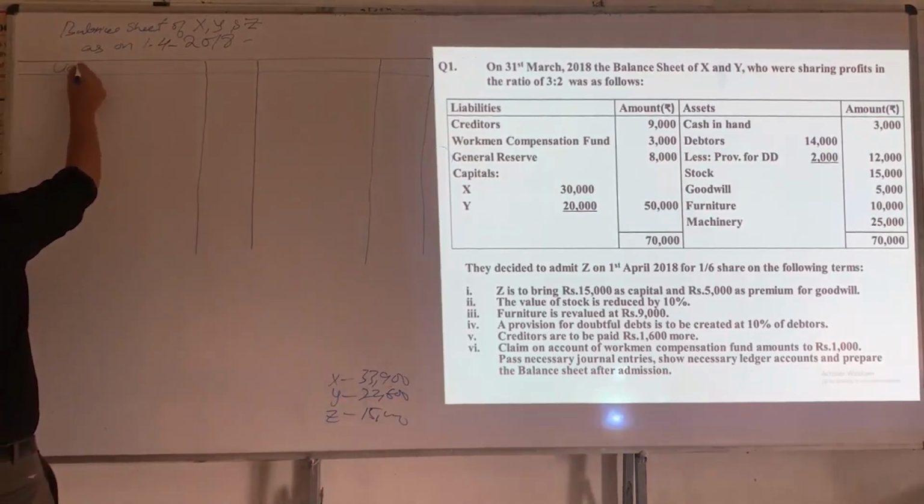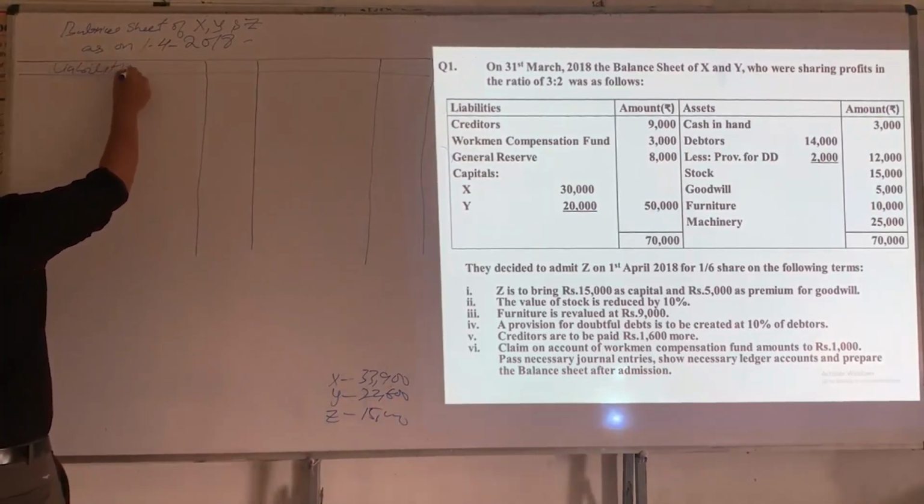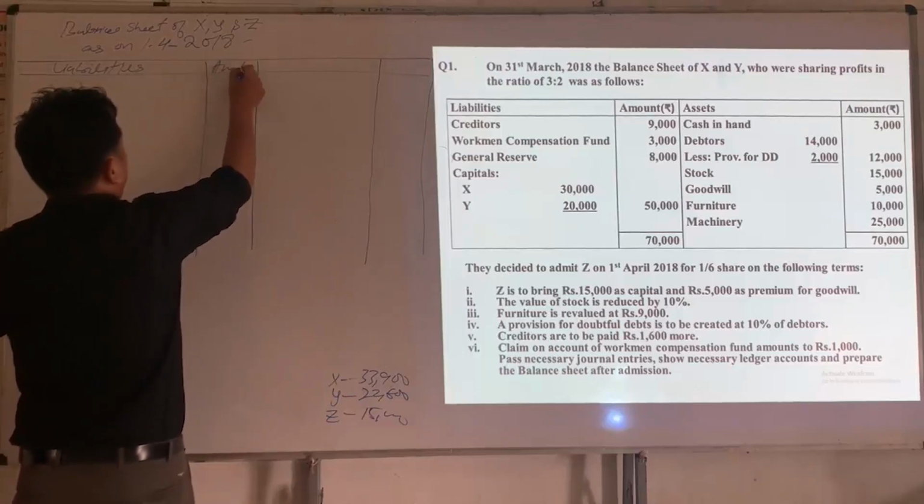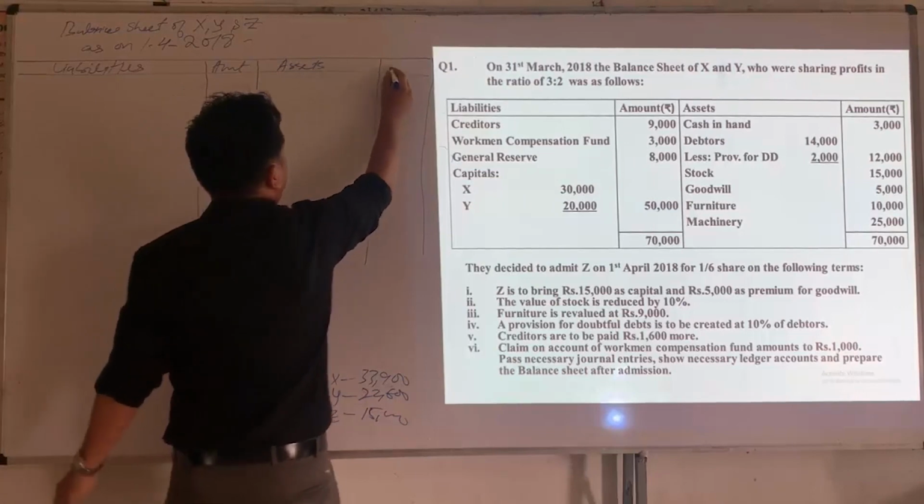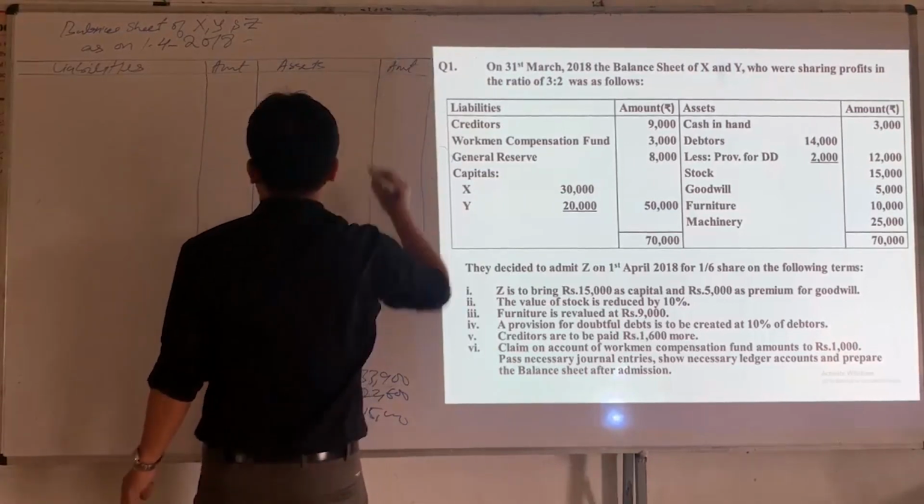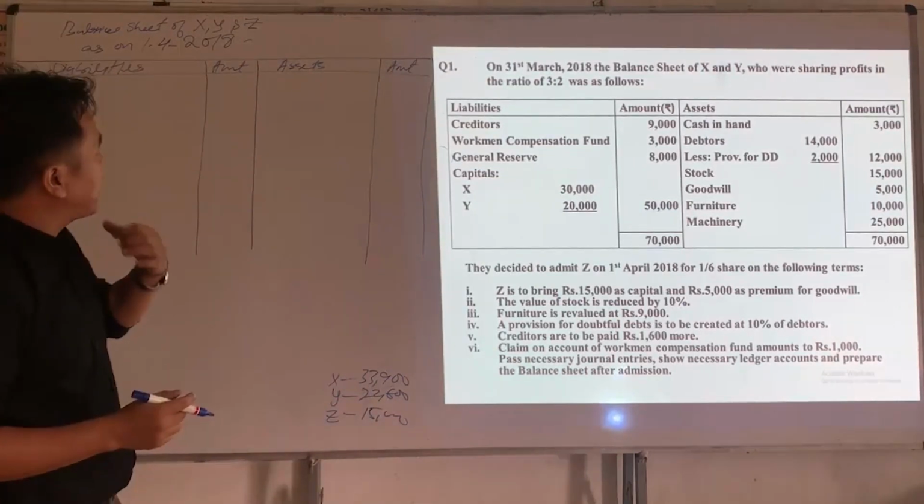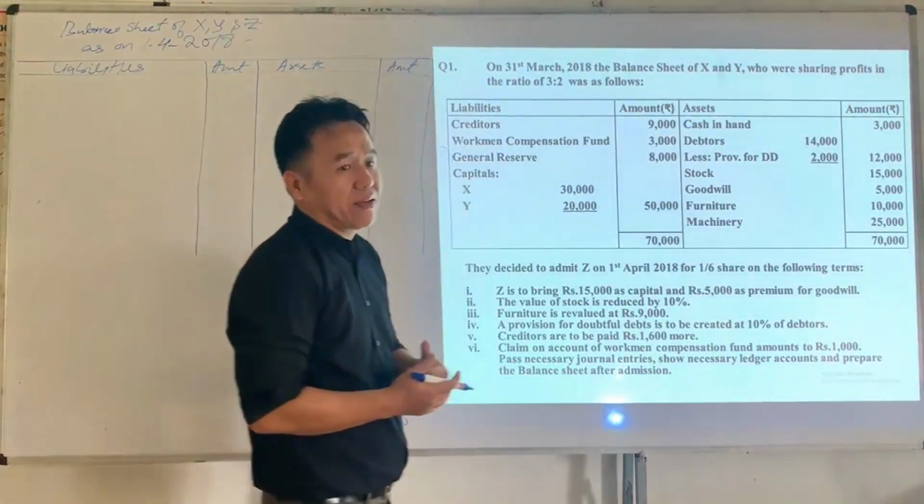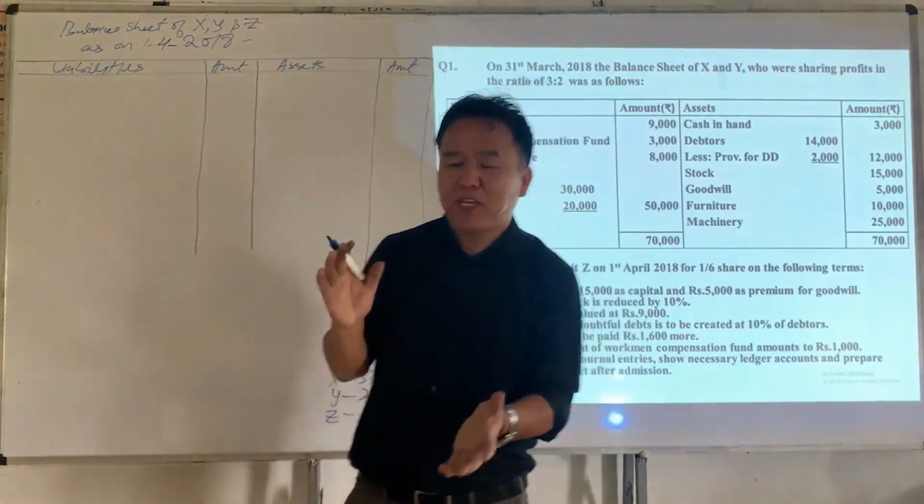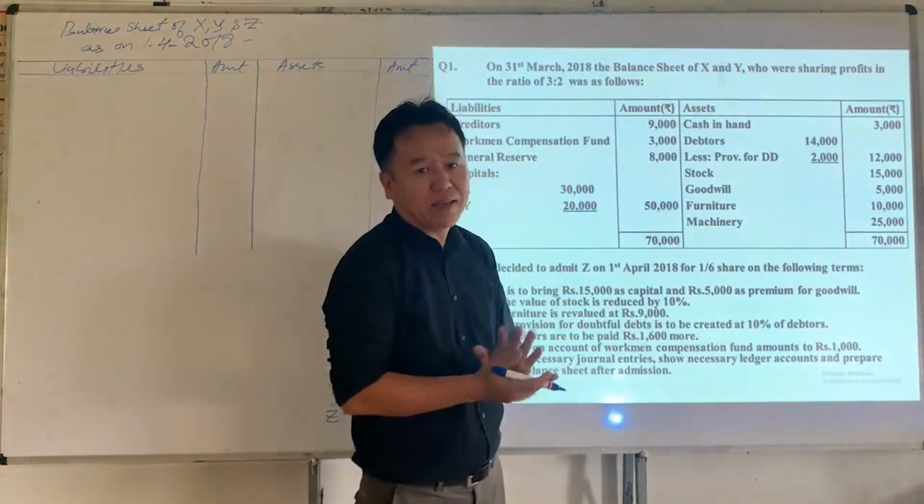So here we are going to write liabilities, amount, then here we have assets and amount. Whenever we prepare a new balance sheet, we need to look at all the balance sheets, since the new balance sheet is prepared on the basis of the old balance sheet.